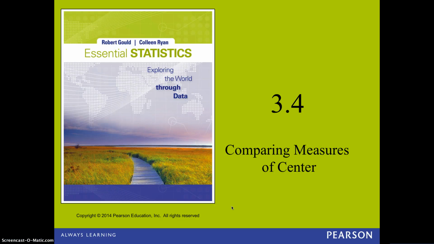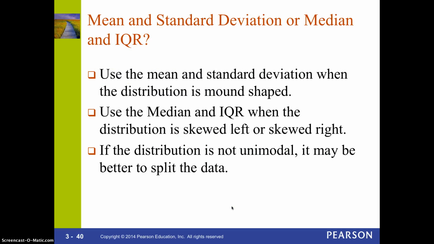Section 3.4, we're going to talk about comparing measures of center. Sometimes it's better to use the mean, other times it's better to use the median. If the distribution is mound-shaped, fairly symmetric, even like what we call a normal-shaped curve, which we'll talk about in Chapter 6, you can get by with just talking about the mean and the standard deviation to describe the center and the spread.